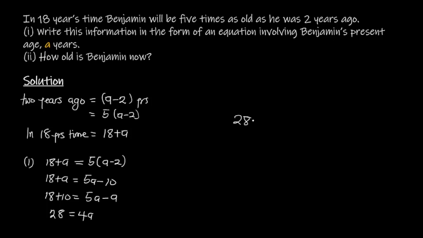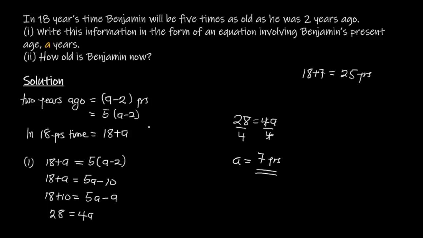Now 28 is equal to 4A. To make A the subject, I divide both sides by 4. So my A is now equal to 28 divided by 4 will give me 7 years of age. So it means Benjamin is 7 years right now. So if Benjamin is 7 years right now, it means in 18 years time, Benjamin will be 18 plus 7. This will give us 25 years. So in 18 years time, Benjamin will be 25 years old.